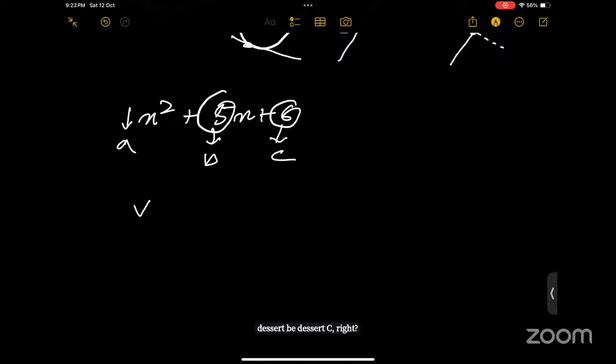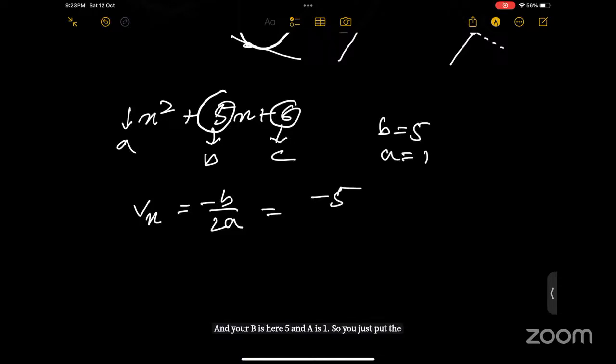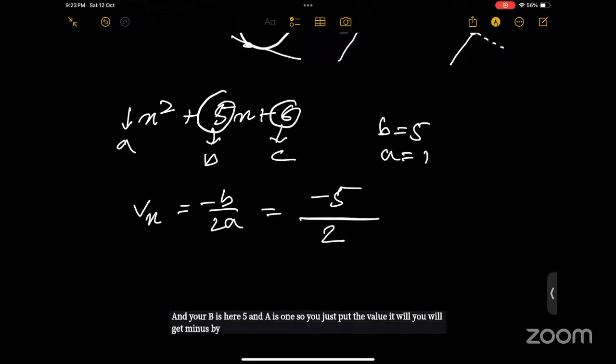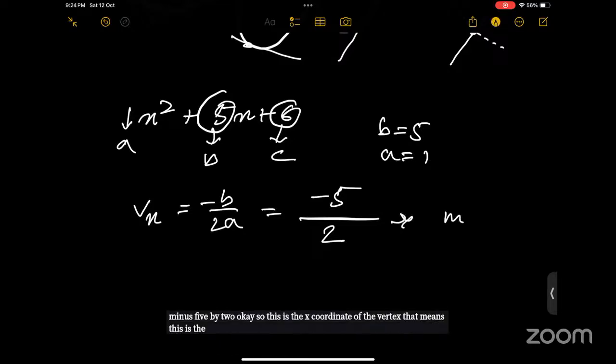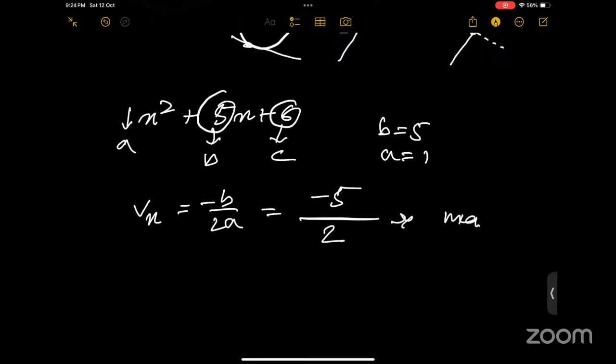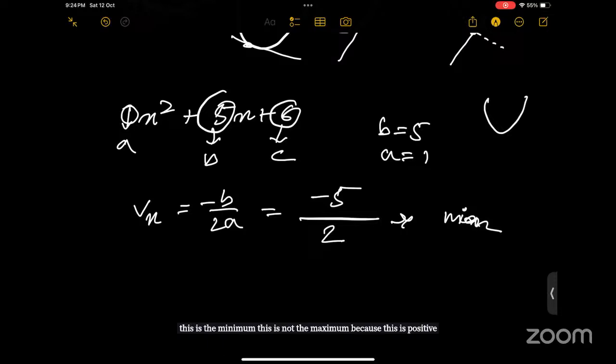So the x coordinate of the vertex, I'm denoting it with vx, will be minus b by 2a, right? Here b is 5 and a is 1. So you just put the values and you get minus 5 by 2. Okay, so this is the x coordinate of the vertex. That means this is the minima. This is not the maxima because a is positive, so we will get this type of parabola.